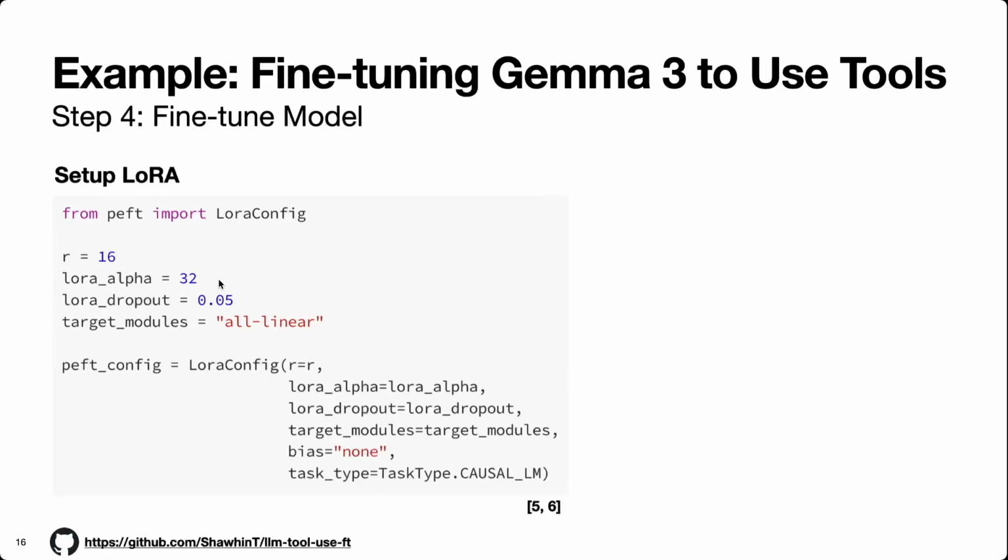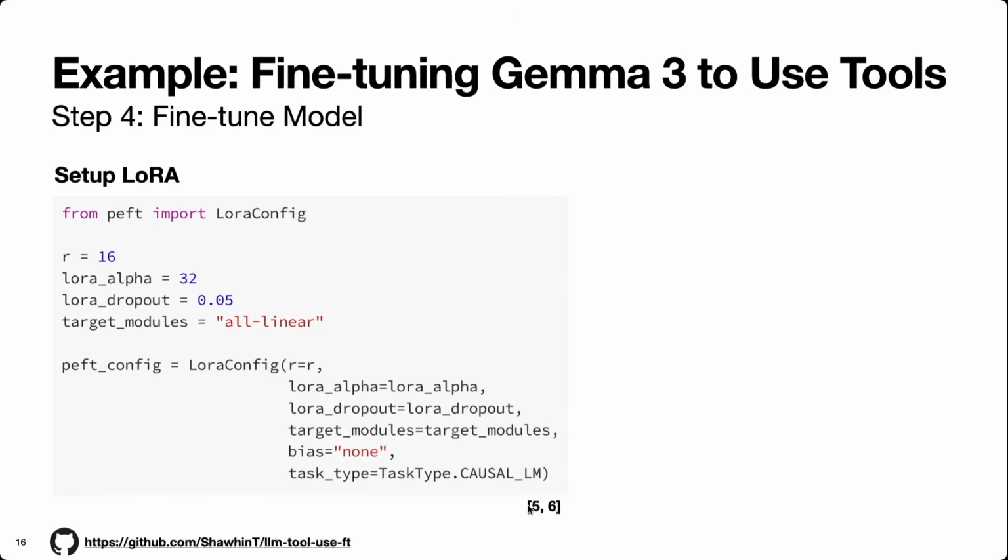Here are the hyperparameters I used here for LoRA. So rank basically is controlling how many parameters we're going to train. Alpha is kind of like a learning rate for LoRA. Dropout helps prevent overfitting. So randomly 5% of the weights will be set to 0 during training. And then modules, I did all linear.